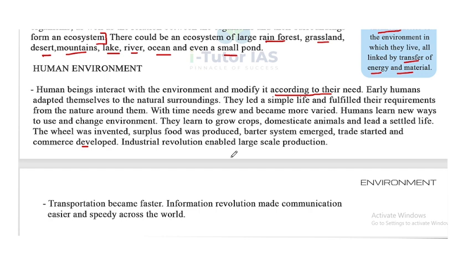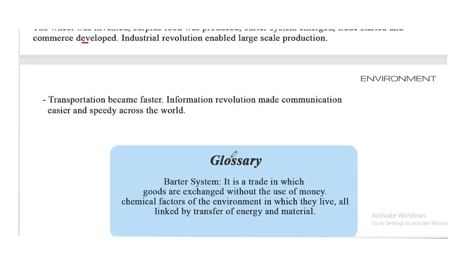So these are the changes in human life. First the wheel was invented, then surplus food was produced, then the barter system emerged, trade started, and finally the industrial revolution happened and enabled large scale production. Transportation also became faster. The information revolution made communication easier and speedy across the world. Many changes are still happening in our environment and society.